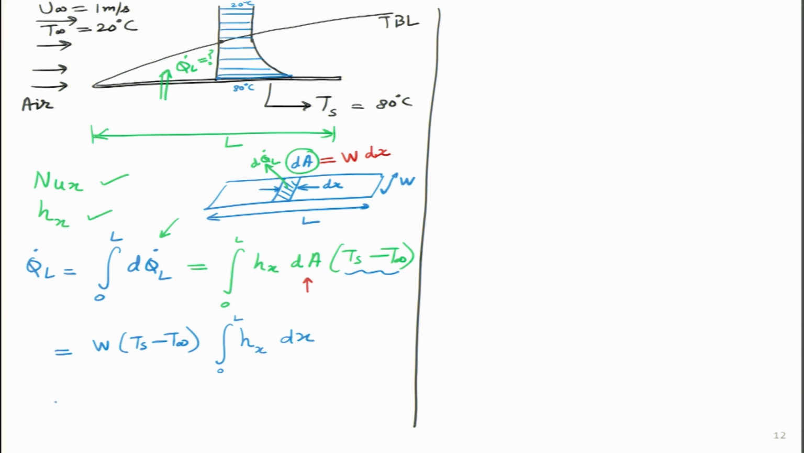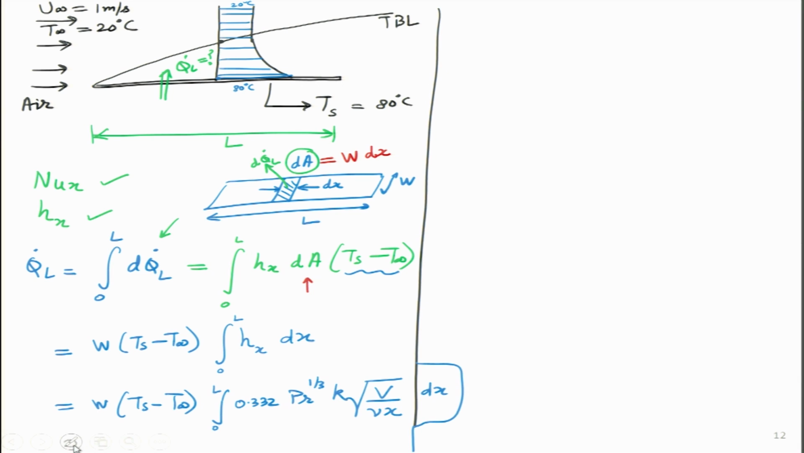And h x value I will go back one slide and write from there, because that value we have already obtained from the Blasius solution. So, let me go back and write the value of h x. It is 0.332 Prandtl to the power 1 by 3 k, then it is the square root of V by nu x. So, x actually turns out to be in the denominator. Here again there are a lot of constants that I can see around, and all these constants I can represent by capital C.